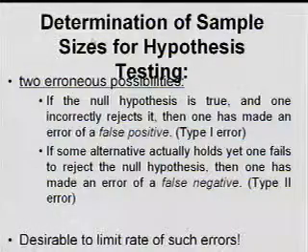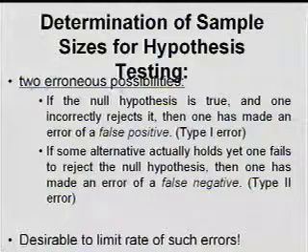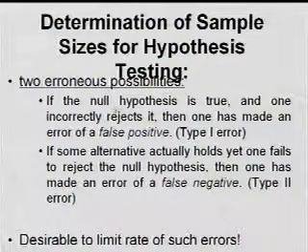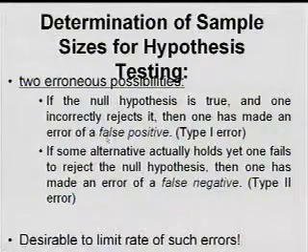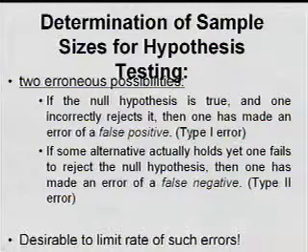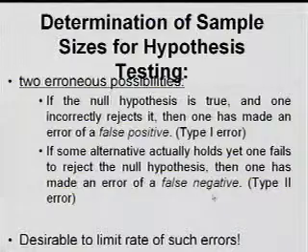So continuing on to determine the sample sizes for statistical hypothesis testing, there are the two erroneous possibilities. So we want to state these a few times to redefine terms as we go along. If the null hypothesis is true and one incorrectly rejects it, then one has made an error of a false positive, which is also called a type 1 error. If some alternative actually holds, yet one fails to reject the null hypothesis, then one has made an error of false negative, the type 2 error, as we saw.